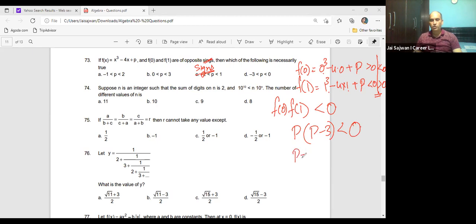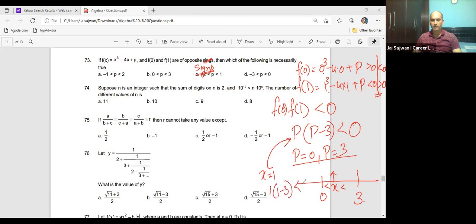If you put them equal to 0, you will get 2 points. One is p is equal to 0, second is p is equal to 3. On the number line, you're getting a 0 and a 3. The product of the two values comes out to be less than 0. So if you take any number in between, say 1, you put p is equal to 1. So it is 1 into 1 minus 3, which is negative. The product is coming out to be less than 0. So that's why I'll say that p needs to be a value which lies between 0 and 3. So that's why this is the correct answer. Is it fine, everyone?